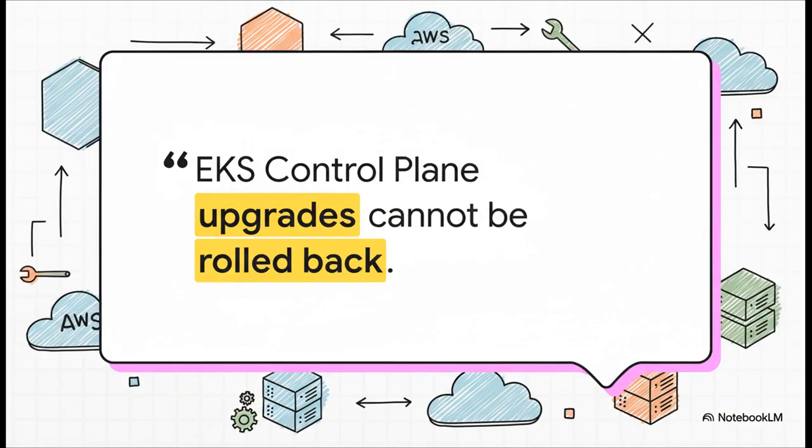Now, this is probably the single most important warning in this entire guide, so listen up. EKS control plane upgrades cannot be rolled back. I'm going to say it again. Once you hit that upgrade button and it succeeds, there is no going back. You can't just undo it. This is exactly why all the prep work is so important.